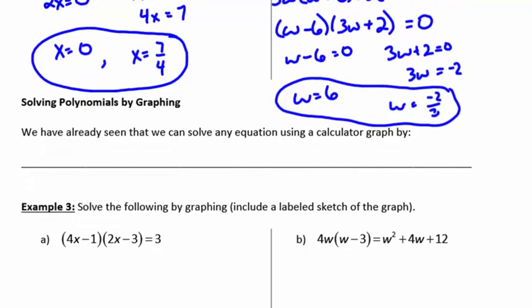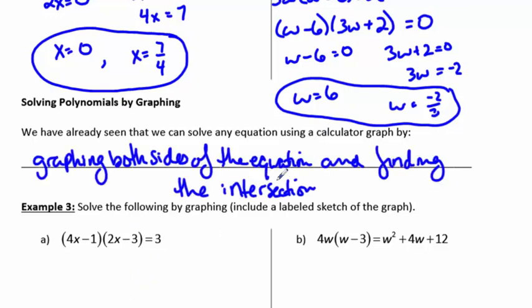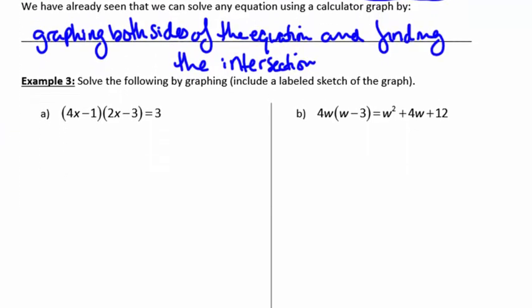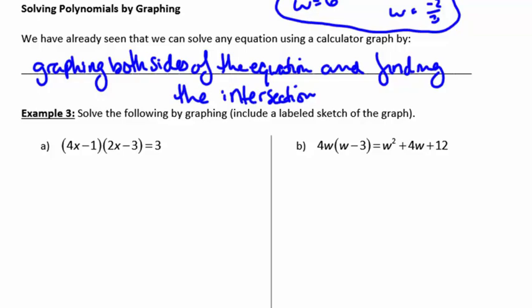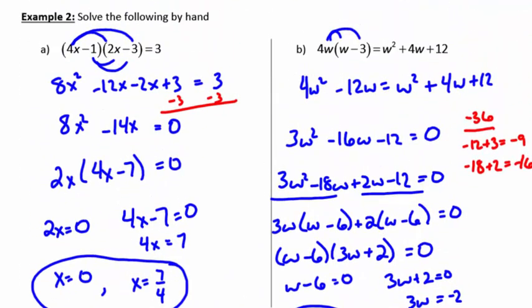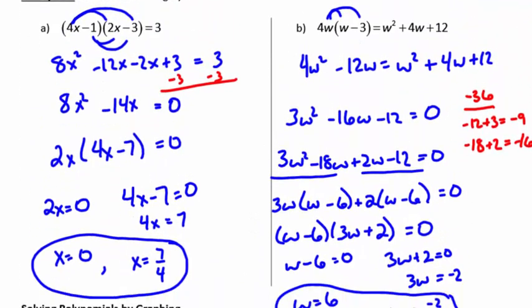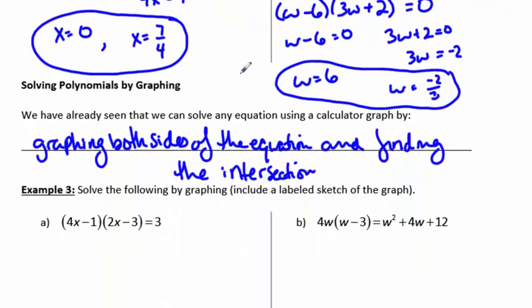We've already seen that we can solve any equation using a calculator by graphing both left and right hand sides of the equation and finding the intersection. In example 3, we're going to do just that. We're going to solve these by graphing. So I'm going to graph the right-hand side and the left-hand side. Now notice that examples A and B here are the same two problems that we had in examples A and B above. So we're going to get the same solutions.